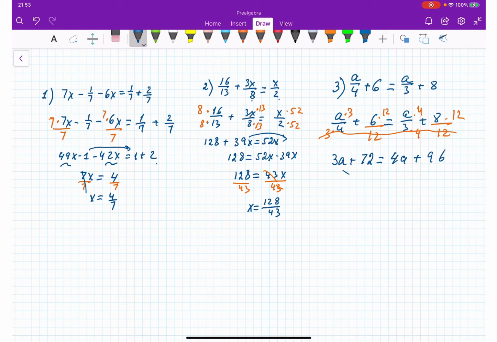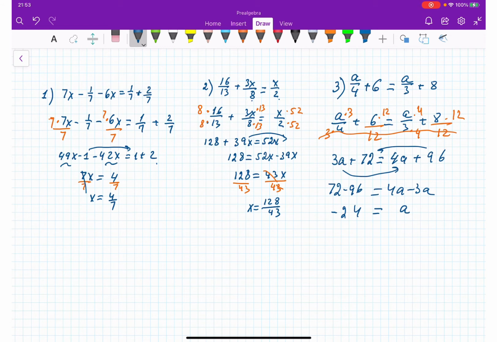Okay, I'm moving 3a on this side, 96 on this side, and I'm getting 4a minus 3a, and here I'm getting 72 minus 96. So 4a minus 3a, we are getting a, and 72 minus 96, it's getting negative 24, because 96 is greater than 72 and it's negative. We put a negative sign and subtract 72 from 96.